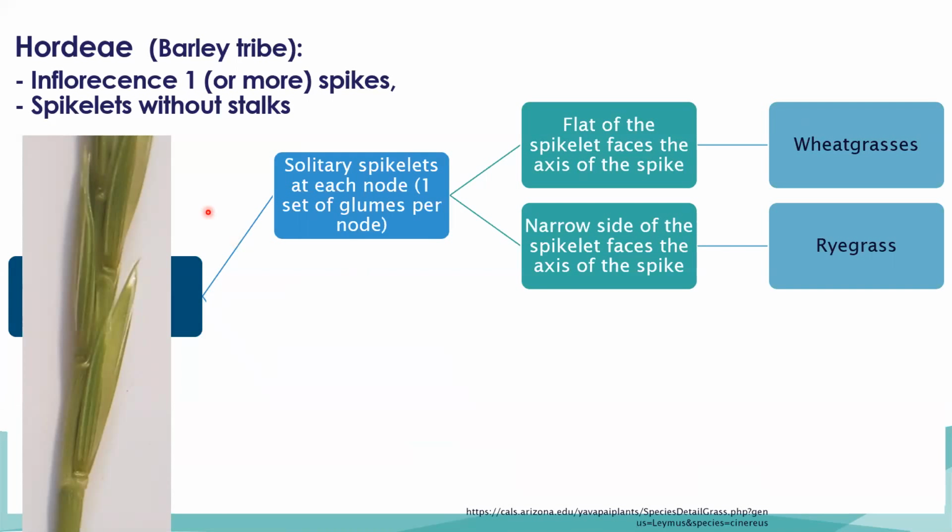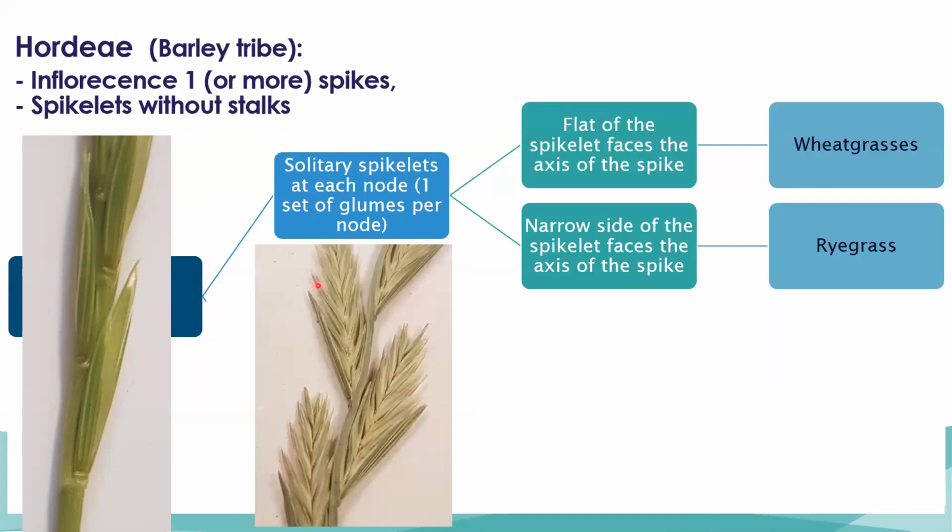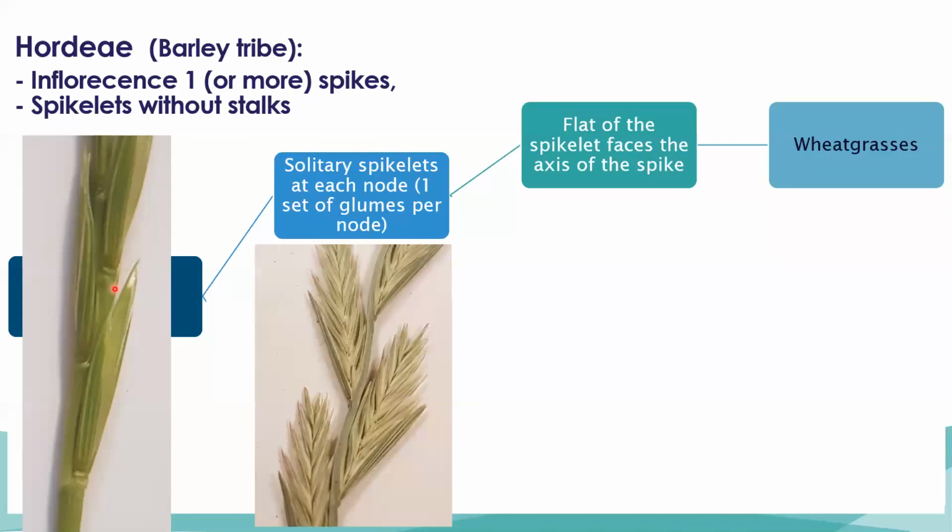Next question, is the flat of the spikelet facing the axis of the central stem, or is the narrow part of the spikelet facing the central stem? A little bit hard to tell in this picture. So let's compare again. So here we have glumes on the outside here, and these glumes make this the narrow part facing the central stem, where the wider part, if we've turned it 90 degrees, is facing the central stem in our picture on the left. So the picture below is a ryegrass, and the species we have on the left here is a wheatgrass.